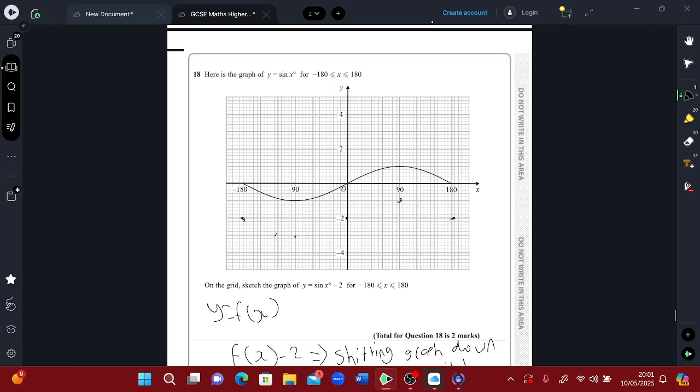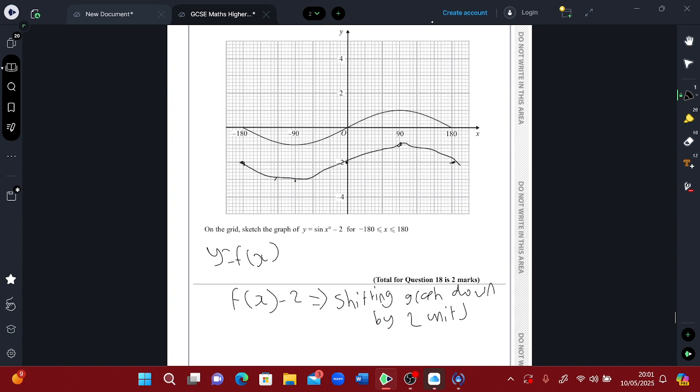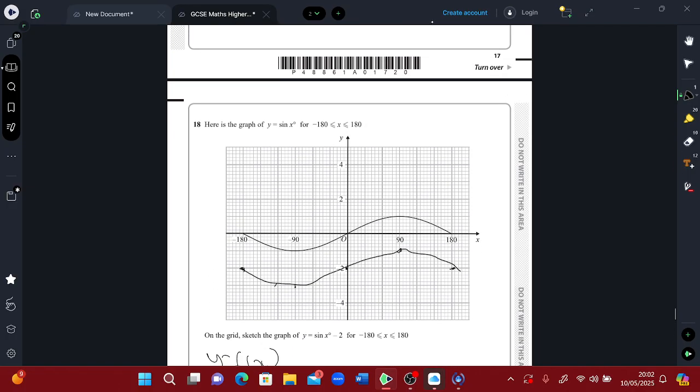I'm going to make the graph look as reminiscent of the original one as possible. There you go, something like that. Obviously it's a bit wonky there, but obviously use a rubber, rule it out, then connect it. It's a bit awkward drawing on graph paper. I'd be able to do it better in real life on paper. But anyway, that's what you do. You're just shifting it down by 2, the y values, so the curve shifts down. And that's all it asks you to do for 2 marks. Pretty nice actually.